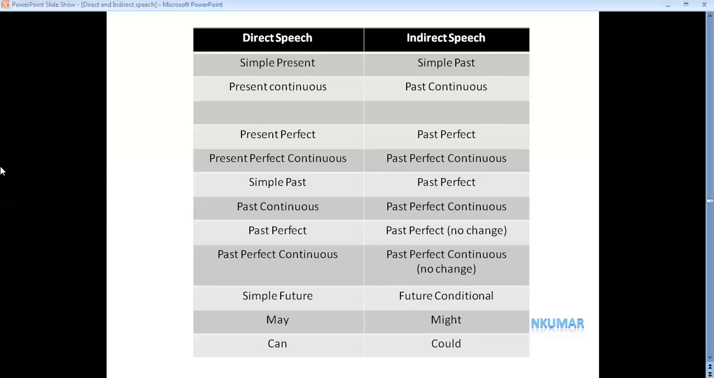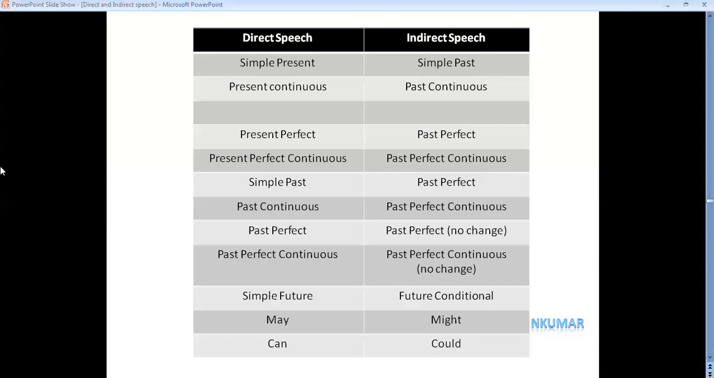If the direct speech is in simple past, then the indirect should be in past perfect. Be very careful here. If the direct speech is in past continuous, then the indirect speech should be in past perfect continuous tense. If the direct speech is in past perfect, then the indirect should be in past perfect itself. We cannot change. If the direct speech is in past perfect continuous tense, then also the indirect should be in past perfect continuous tense itself. There is no change. If the direct speech is in simple future, the indirect speech has certain conditions, future conditional. Now, according to this table, we are going to study the examples one by one.